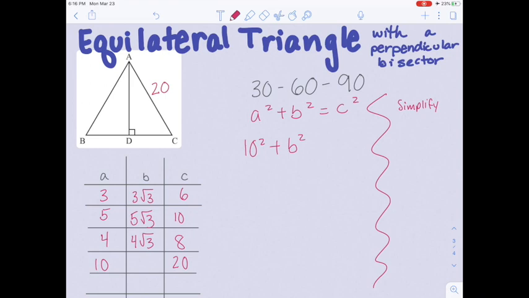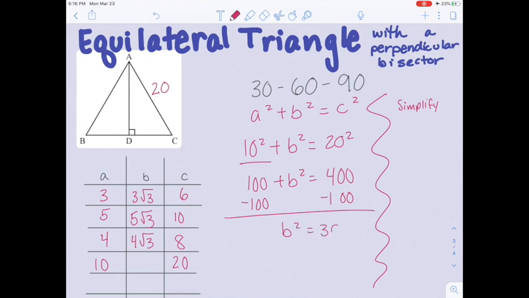10 squared plus B squared equals 20 squared. 10 squared is 100 plus B squared equals, what's 20 squared? 400. We're going to subtract 100 from both sides. We get B squared equals 300. We take the square root of both sides. And then we're going to simplify the square root of 300. 300 breaks down into 3 and 100. 3 is prime. 100 is a perfect square. What is the square root of 100?